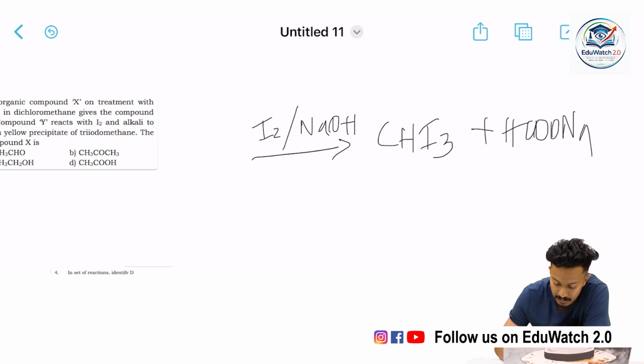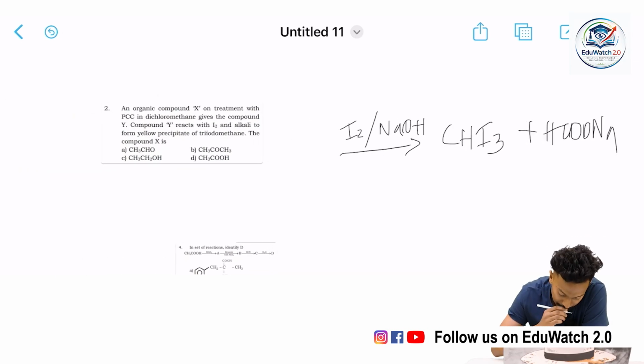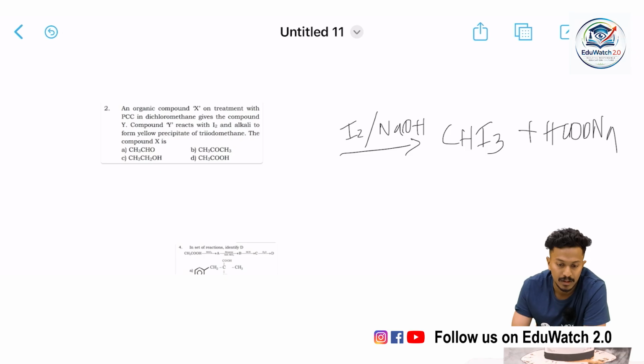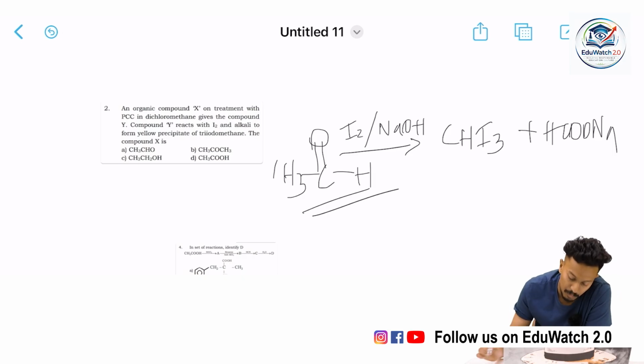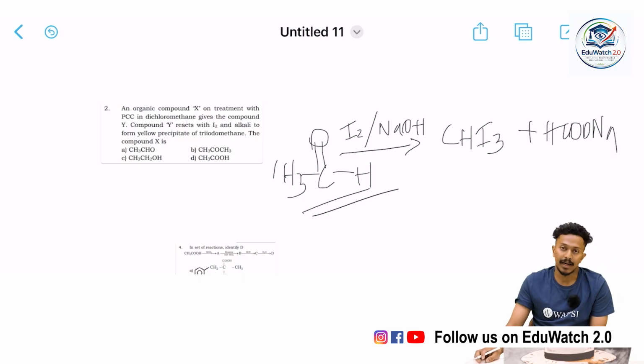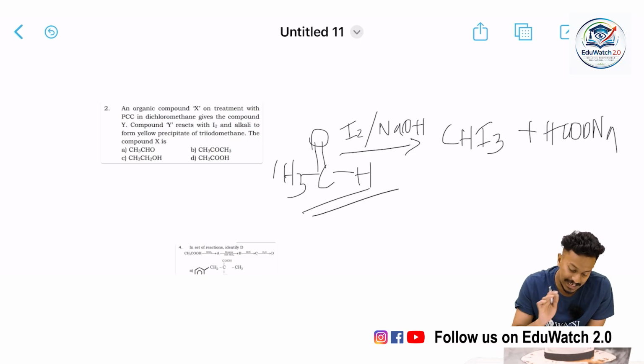HCOONa. These are the products when a haloform reaction gives triiodomethane. So here we have Y is CH3CHO. This is the compound. So compound Y is acetaldehyde. From this acetaldehyde we have to find out compound X.